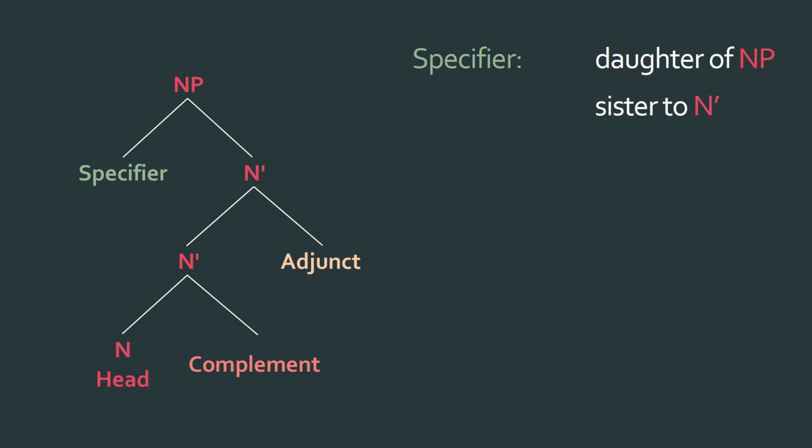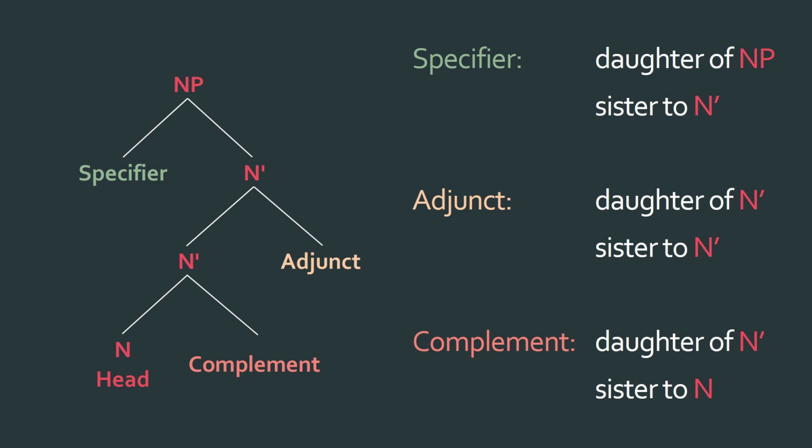The specifier is a daughter of NP and a sister to N-bar. The adjunct is both a daughter and a sister of N-bar. The complement is a daughter of N-bar and a sister to the head, which is the noun.